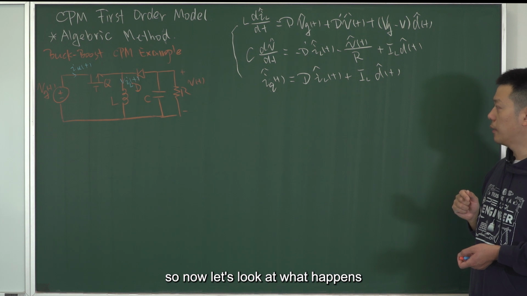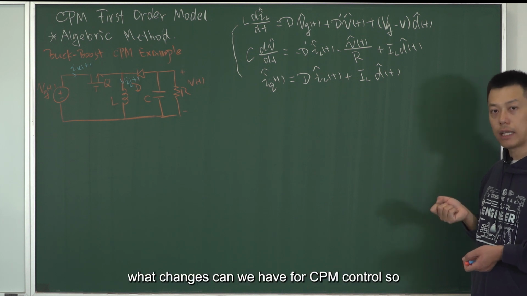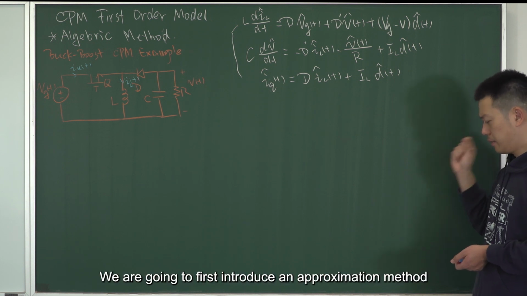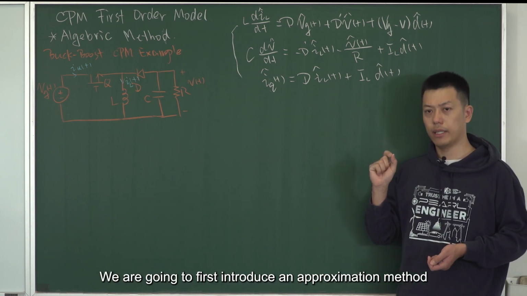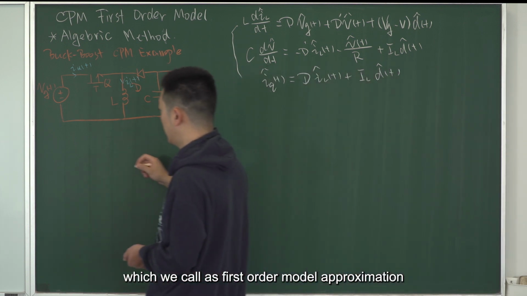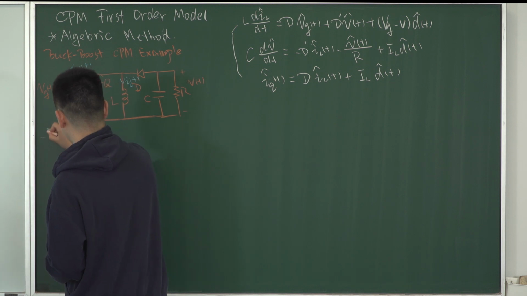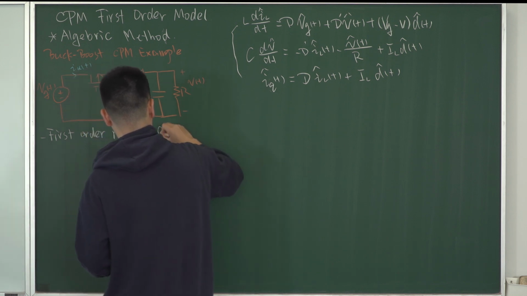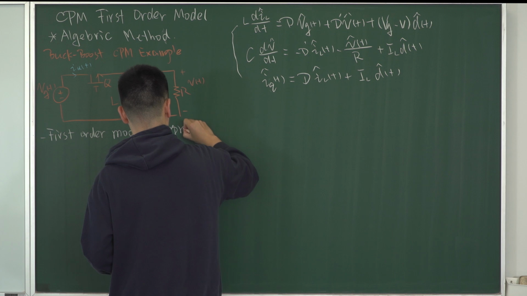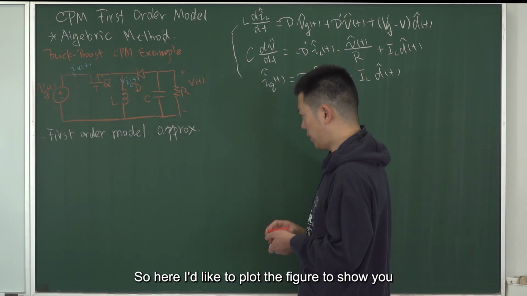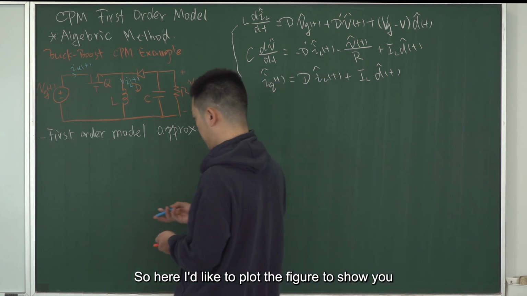So now let's look at what changes we have for the CPM control. For this section, we are going to first introduce an approximation method for analyzing the CPM control, which we call the first-order model approximation. The concept is pretty simple, so here I'd like to plot a figure to show you.